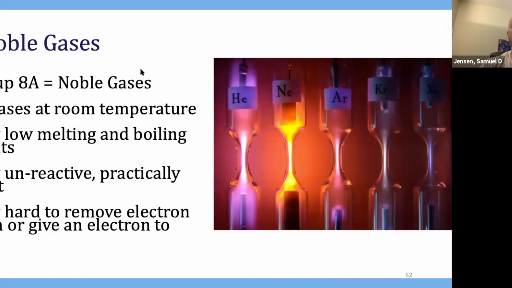And then our noble gases. So it's the very far right column. Each one of the noble gases, we'll talk about their noble properties in later chapters, but they generally are all gases at room temperature. They're very unreactive. They're practically inert. And this is due to their electronic properties that we'll talk about in the next chapter.